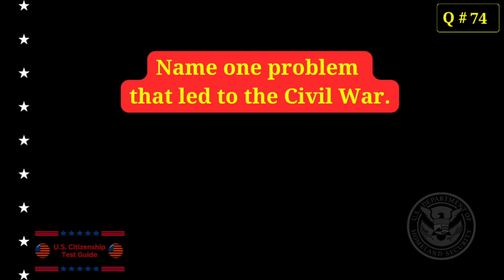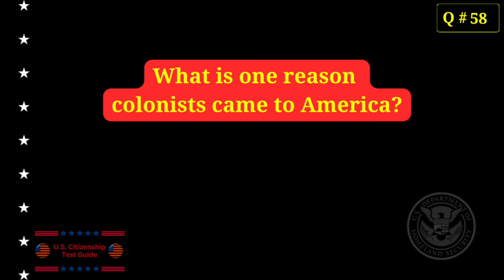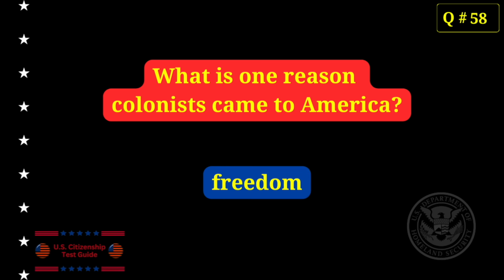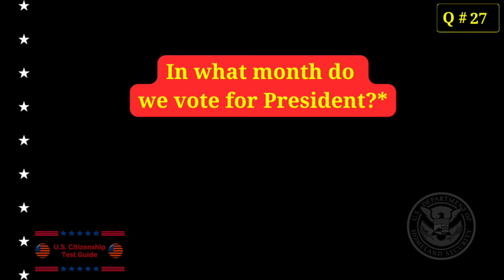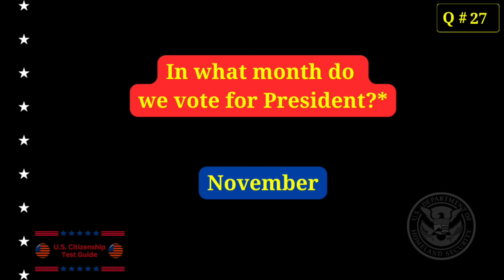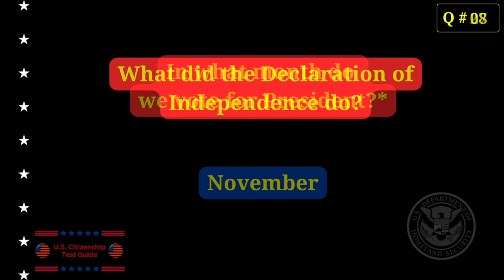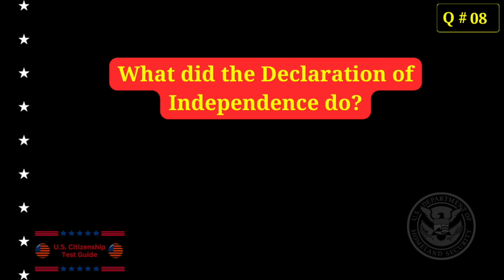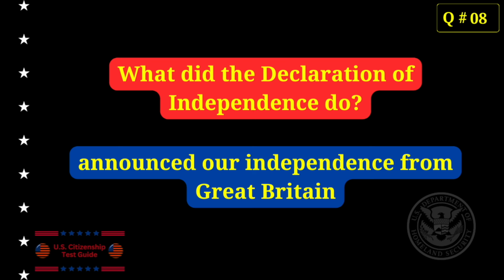Name one problem that led to the Civil War. Slavery. What is one reason colonists came to America? Freedom. In what month do we vote for president? November. What did the Declaration of Independence do? Announced our independence from Great Britain.